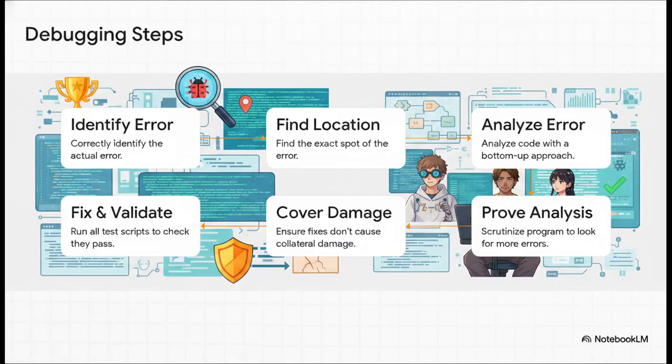To do it right, you really have to put on your digital detective hat and follow these 6 exact steps. First, identify what the actual error is. Second, scan through the code to find the exact location of the glitch. Third, analyze why it's happening. Fourth, prove your analysis by testing it. Fifth, and this is absolutely vital, cover lateral damage, meaning you have to make sure your fix doesn't accidentally break some completely unrelated part of the program. And finally, step 6, fix and validate, running tests to confirm that bug is gone for good.